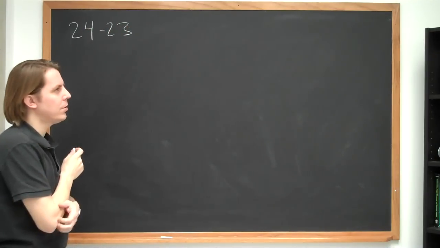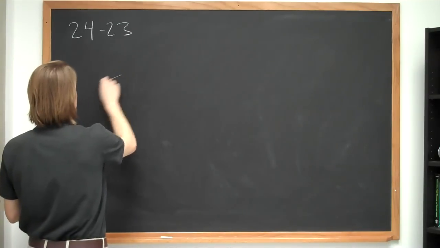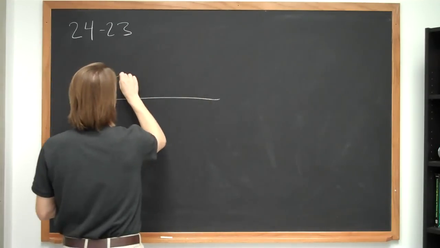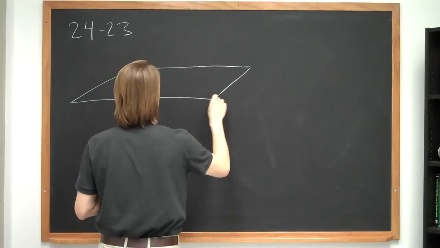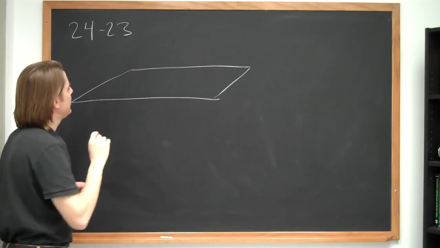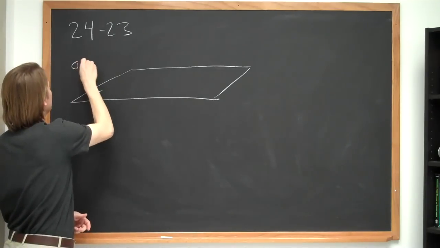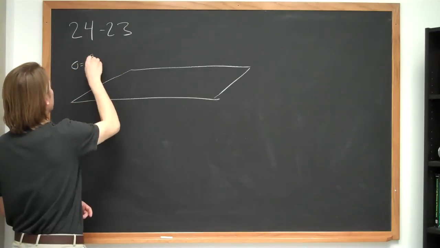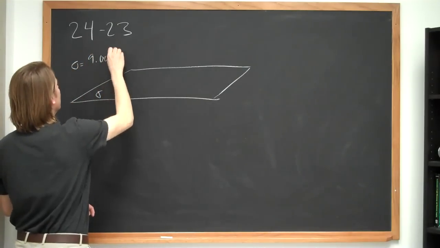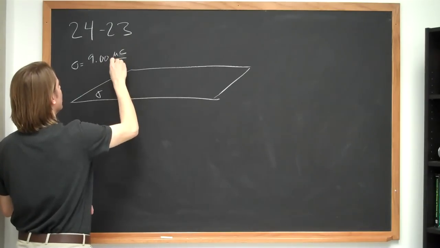And it says you have a large horizontal sheet of charge. So I'll draw that, a large rectangular sheet like that. And it gives you the surface charge density, sigma. It tells you sigma equals 9.00 microcoulombs per meter squared.